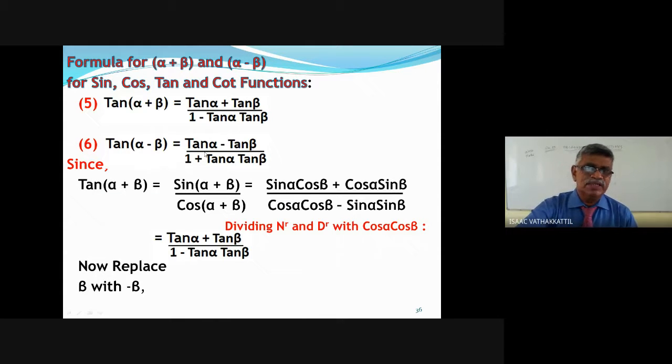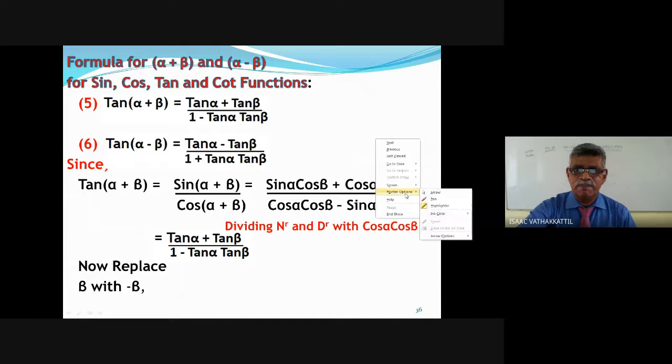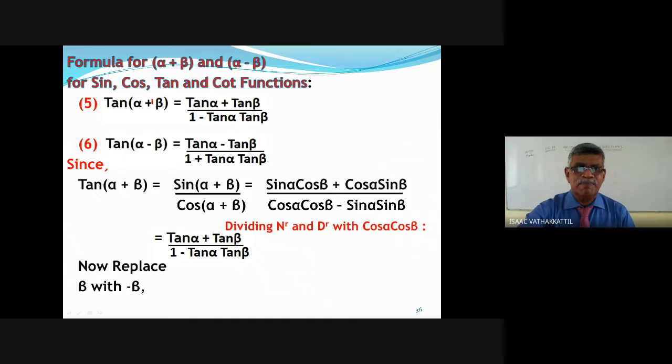So what you remember is, in tan alpha plus beta, the numerator has plus, whereas the denominator has minus. In tan alpha plus beta, the numerator is tan alpha plus tan beta, and the denominator has minus. Whereas in tan alpha minus beta, the numerator has minus and the denominator is plus. Okay, we remember both tan alpha plus beta and tan alpha minus beta.